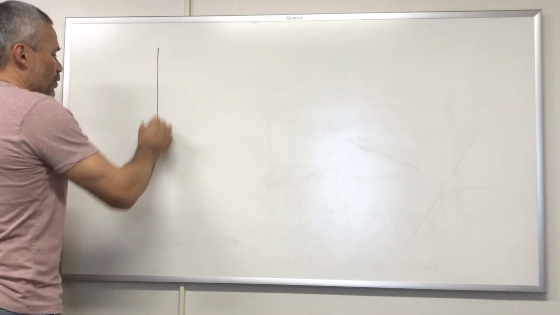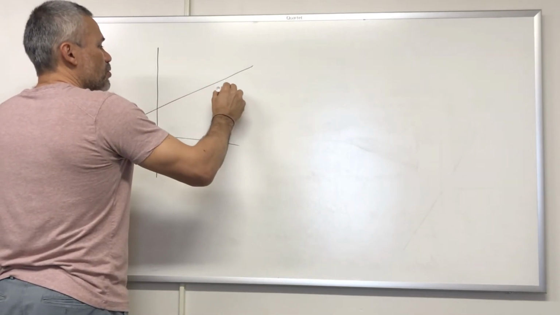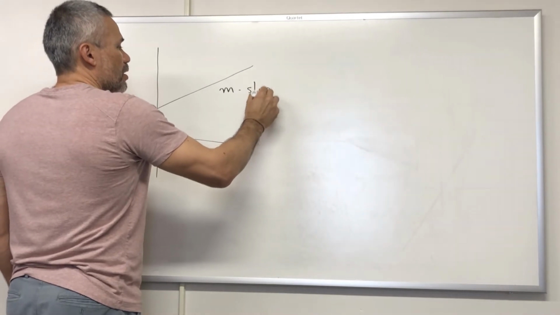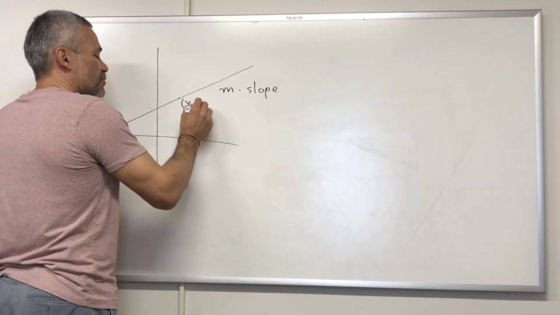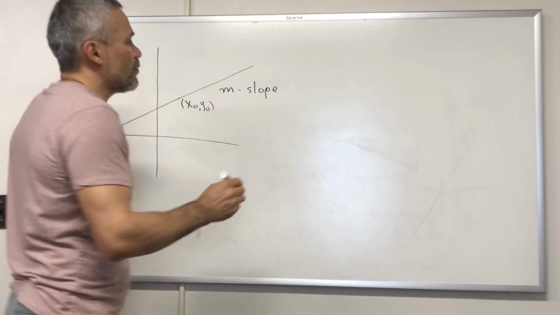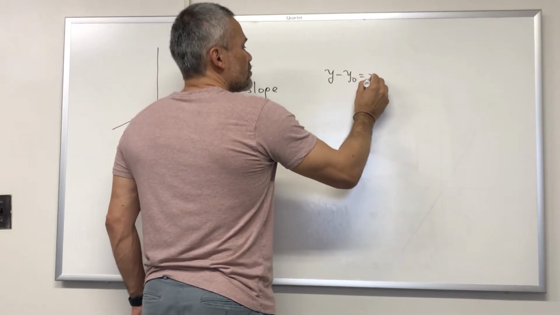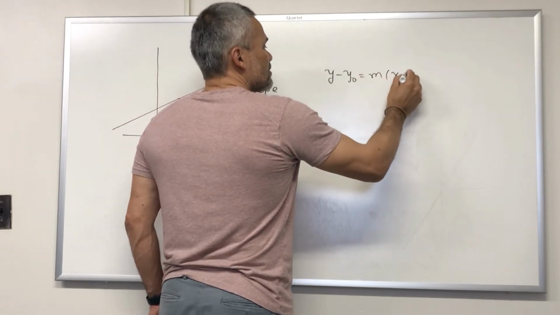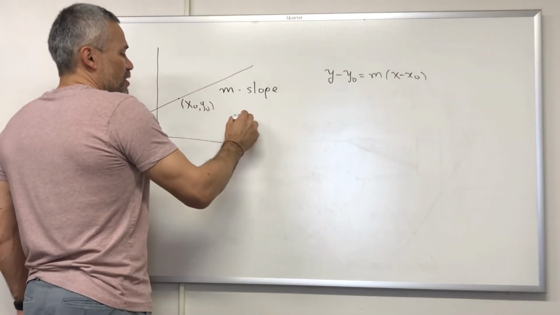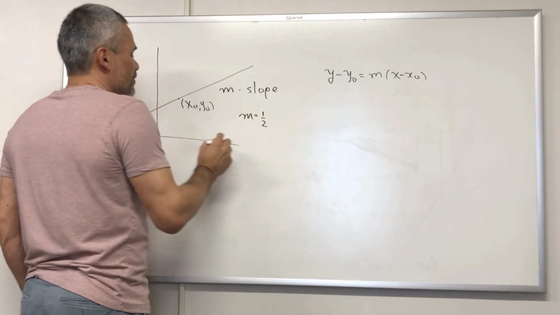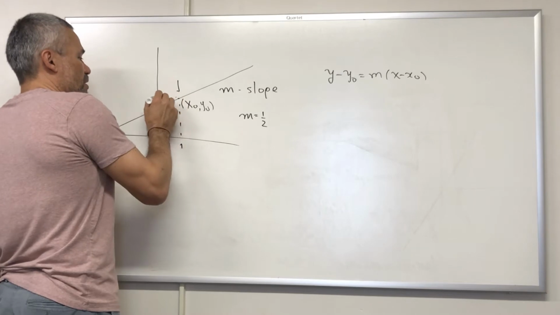Let's suppose that we want to find the equation of a line and we know the slope and we know a point in the line. Let's call this point x0, y0. Then we need to use this equation, y minus y sub 0 equal to m times x minus x sub 0. Let's suppose, as an example, that m is 1/2 and that this point is the point 1, 3.